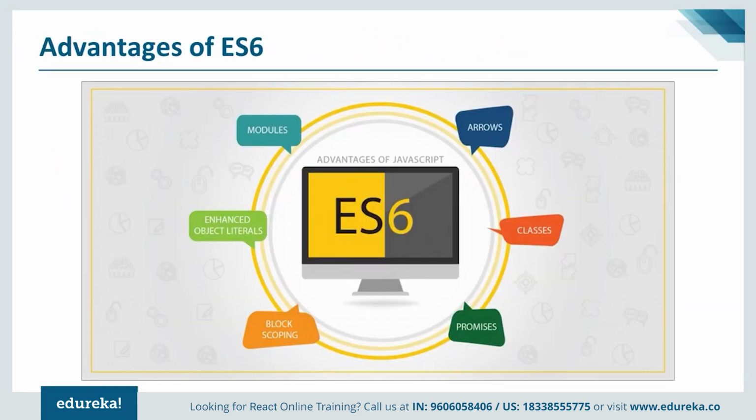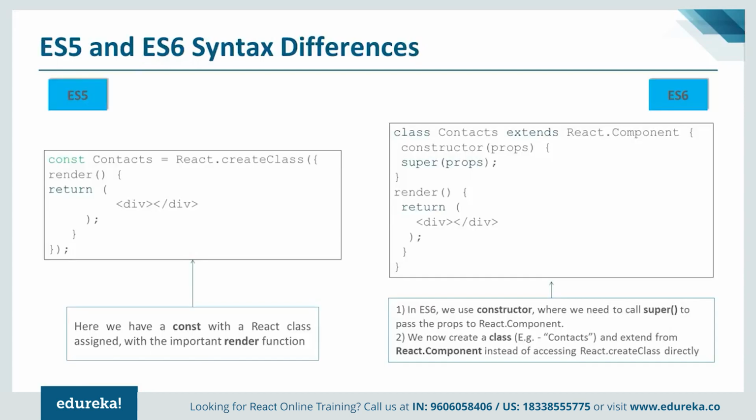I just want to quickly repeat the basic differences, or how you can refactor your code from an existing ES5 to ES6. First and foremost, the syntax difference. No more React.createClass as it was in ES5. Now we use React.Component, or specifically a class name which extends React.Component. So this is the first difference.